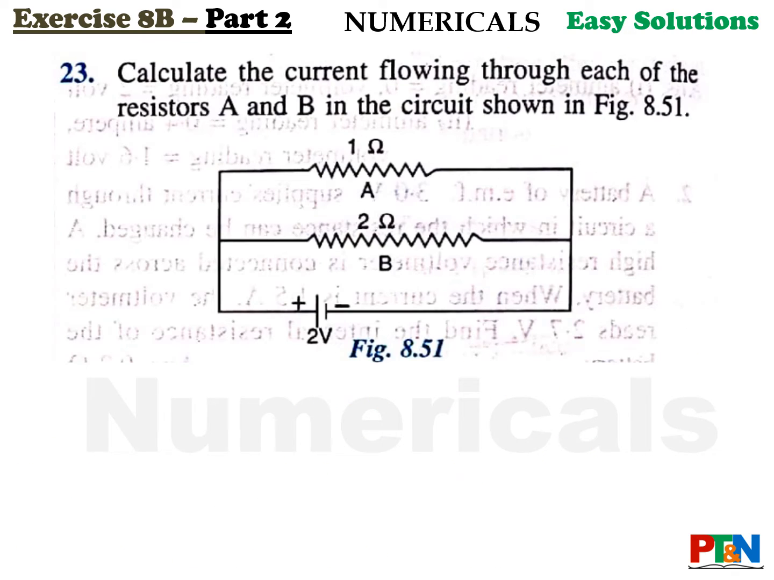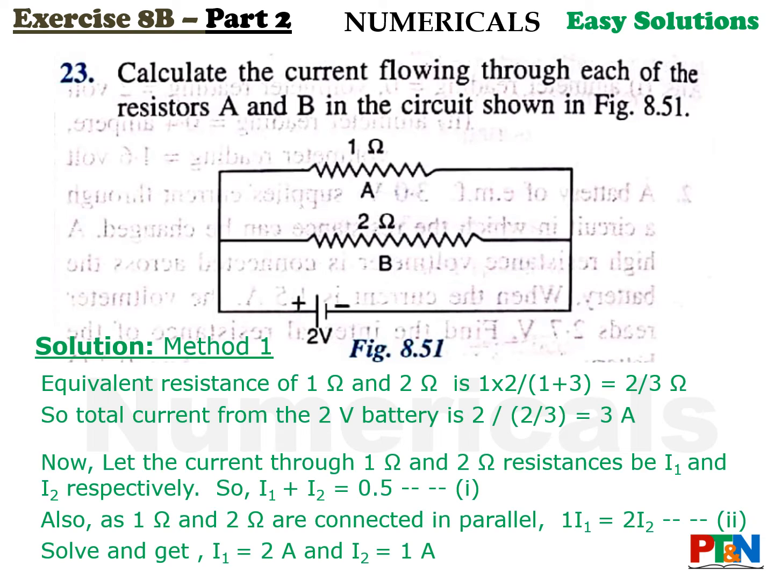Next one, look at the diagram. You need to calculate the current flowing through each of the resistors A and B in the circuit. Let's look at the solution. You can do it in two methods. First, find the equivalent resistance of 1 ohm and 2 ohm. So you get 2 by 3 ohm. So total current from the 2 volt battery will be 2 by 2/3, that will be 3 ampere.